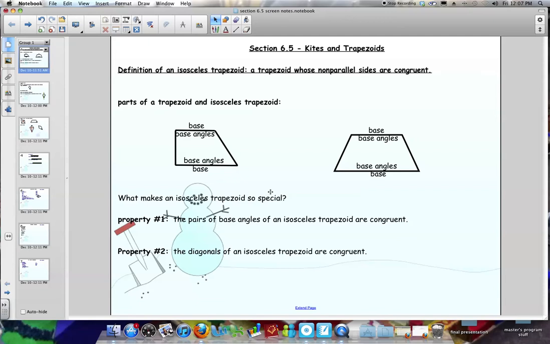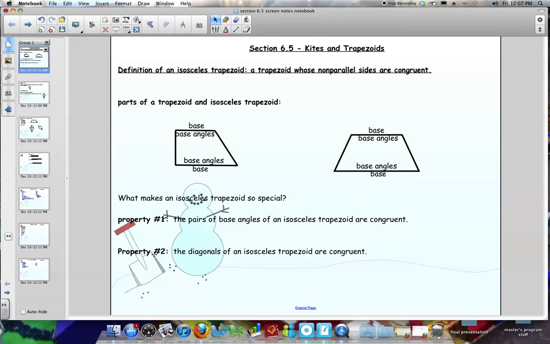So what are the properties that make an isosceles trapezoid special besides, by definition, the sides are congruent? The pair of base angles in an isosceles trapezoid are congruent, which means this angle is congruent to this angle, and this angle down here would be congruent to this angle down here.